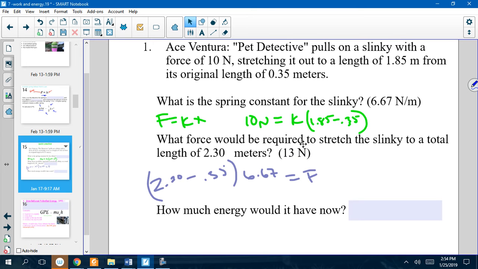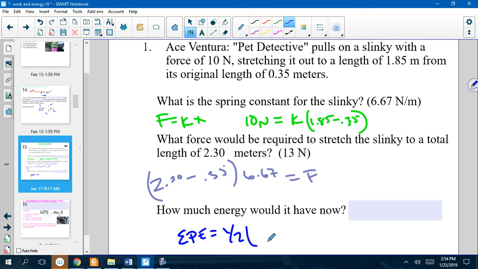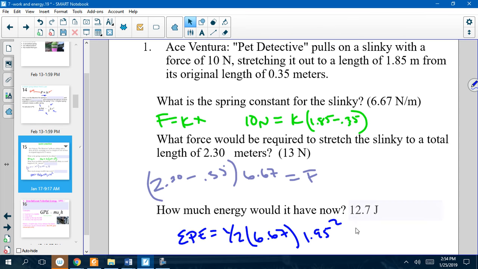Alright, now the last question asks, how much energy would that use? Energy-wise, our elastic potential energy should equal half of our spring constant, so 6.67, times our displacement, which is what we get over here, which is 1.95 squared. And that should give us right around 12.7 joules.